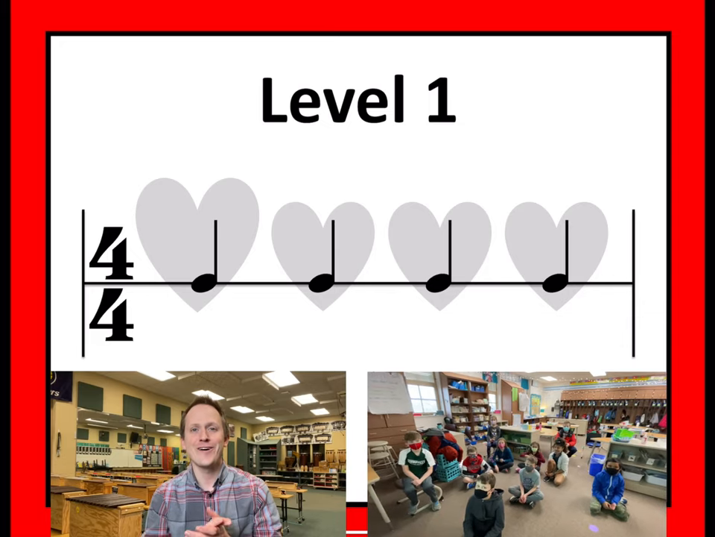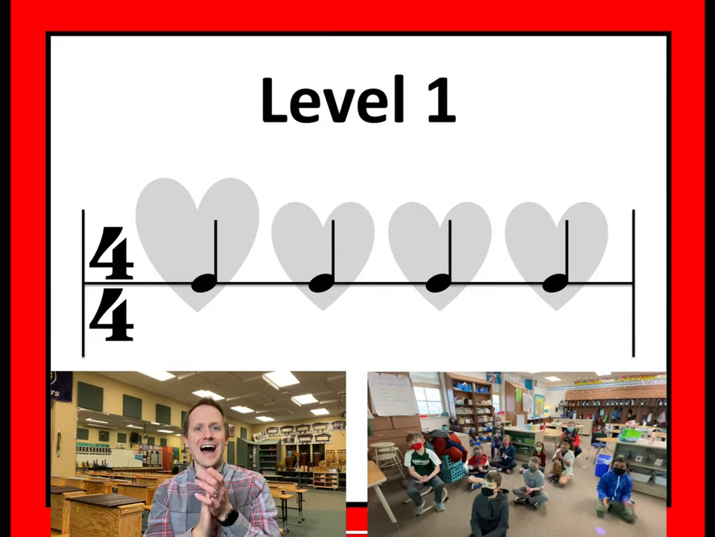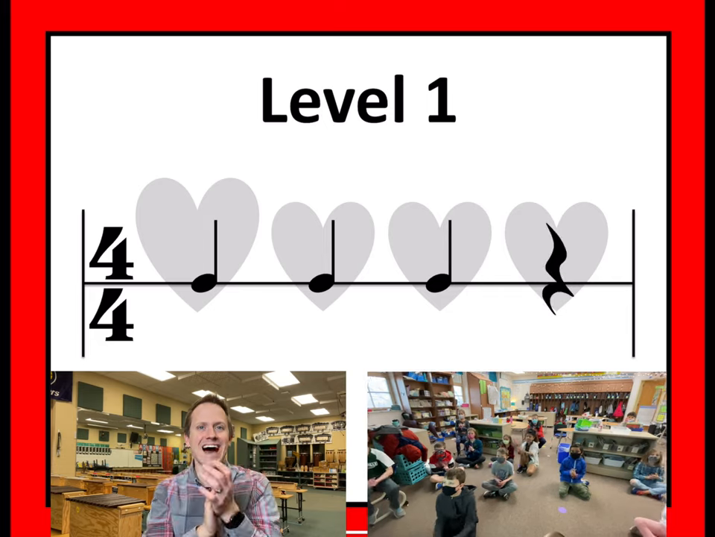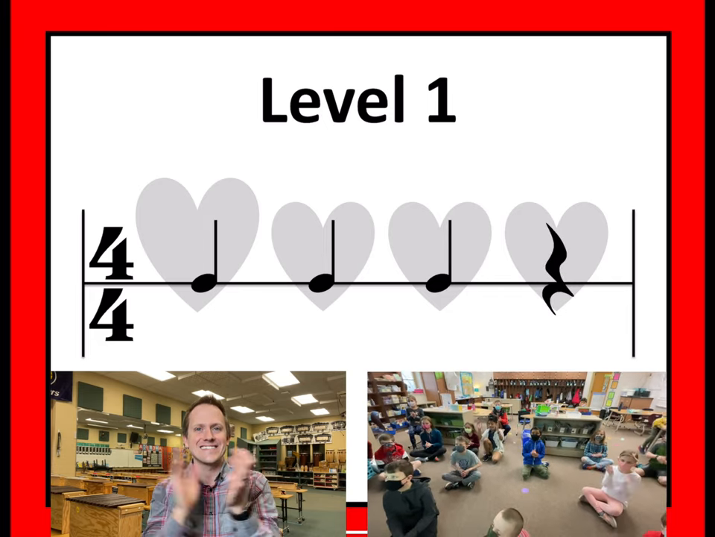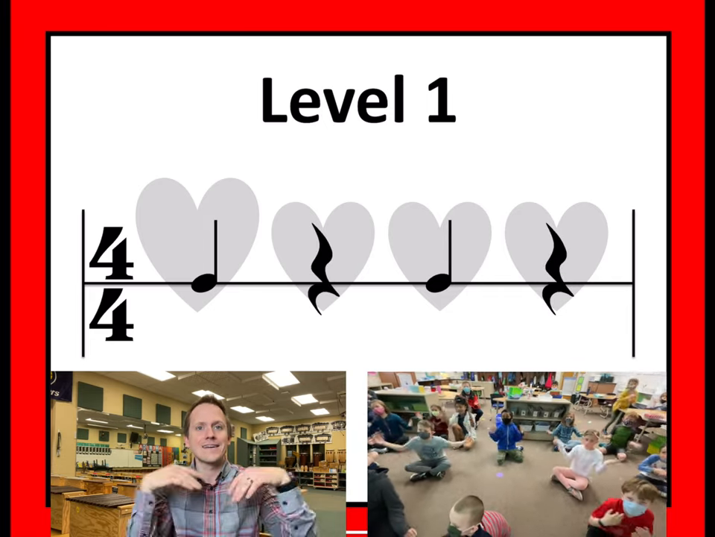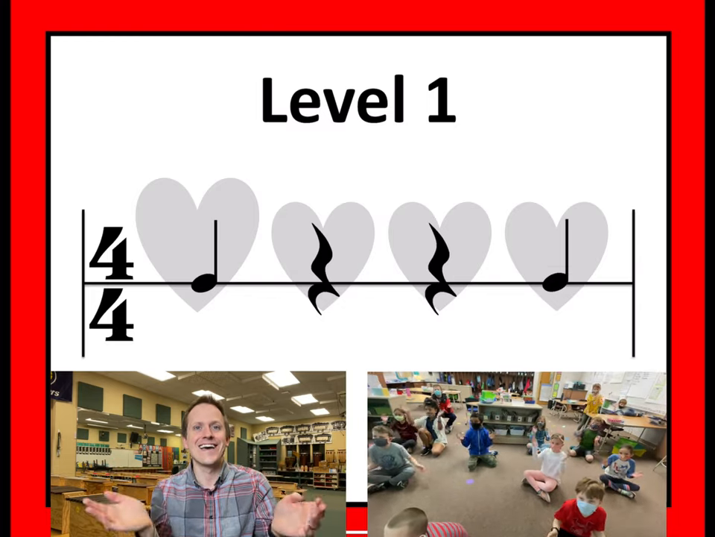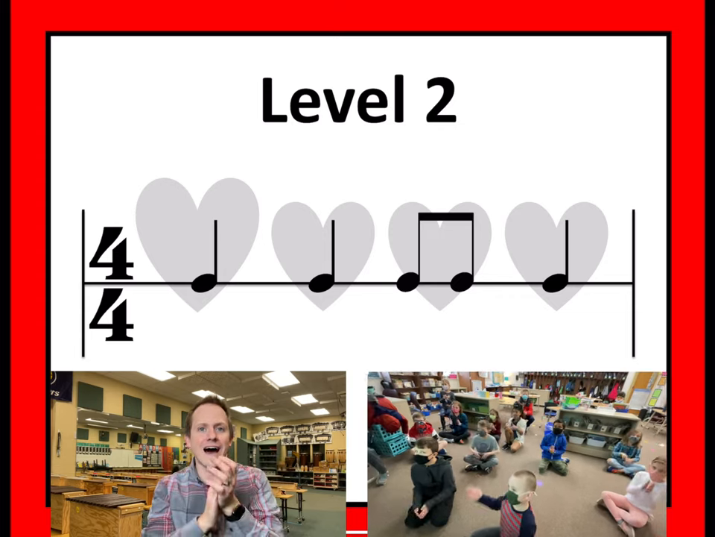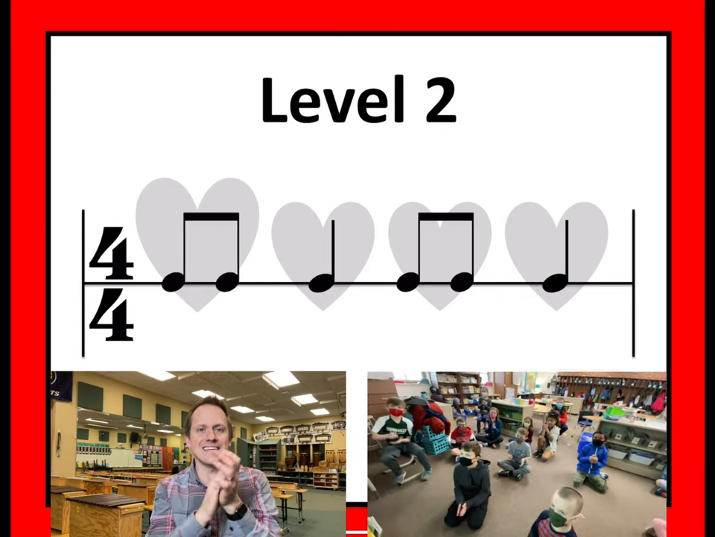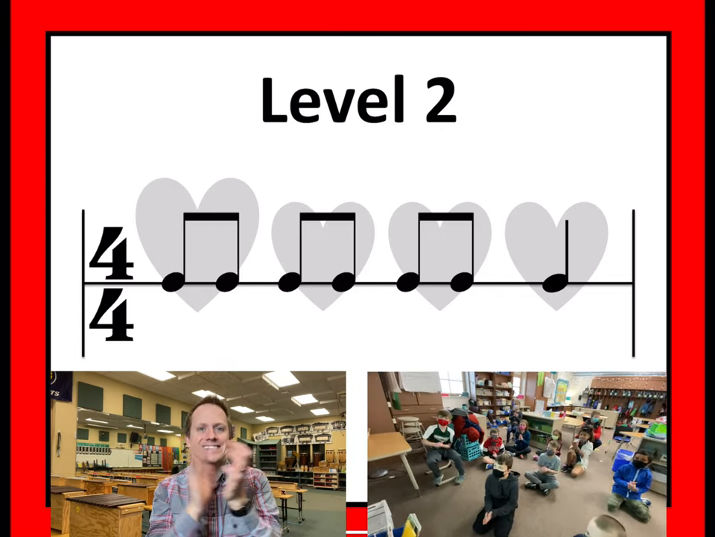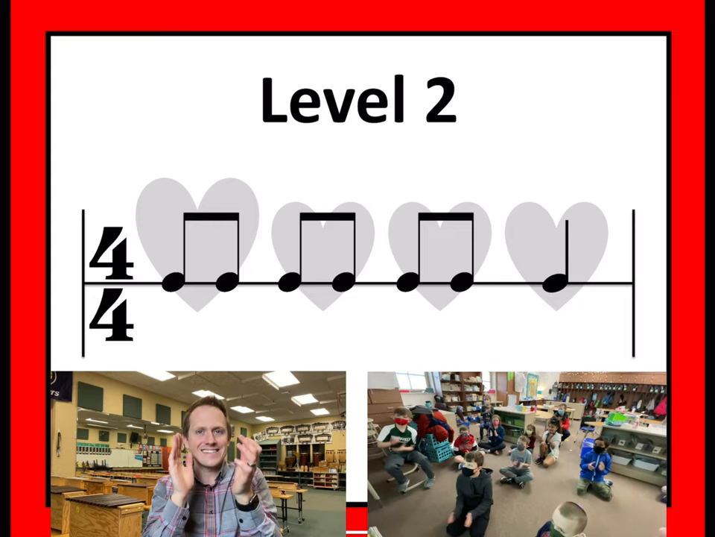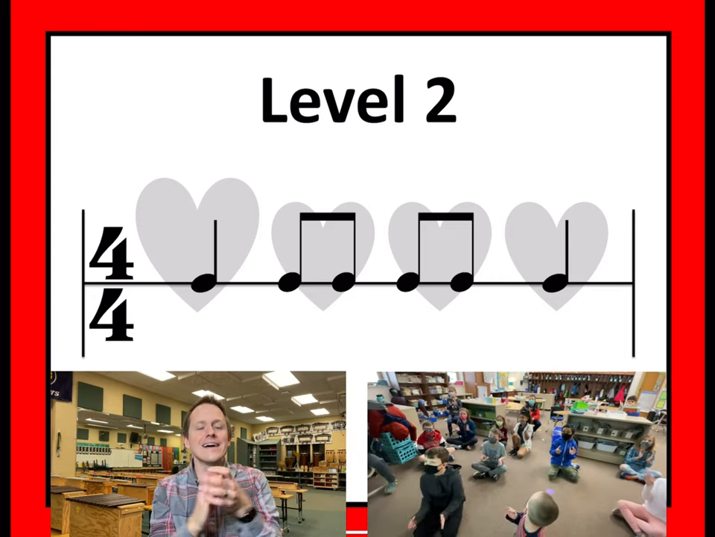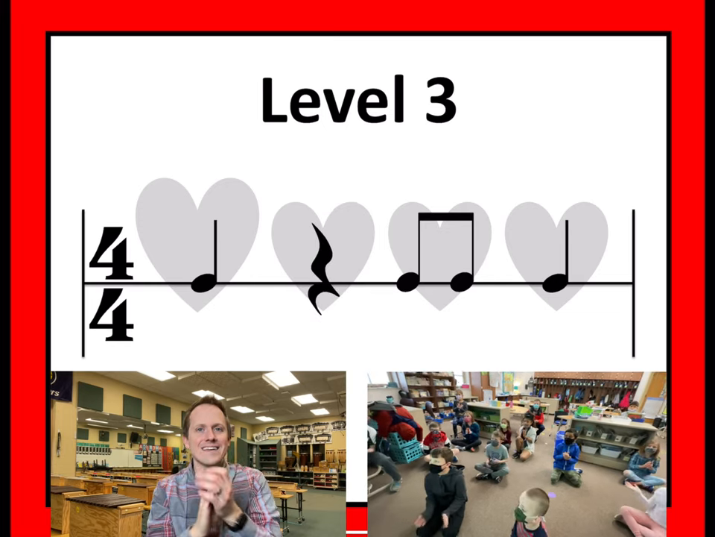One, two, ready, go. Ta, ta, ta, ta. Ta, ta, ta. Ta, ta, ta. Ta, ta, ta. Ti, ti, ta. Ti, ti, ta. Ti, ti, ta. Ti, ti, ti, ti, ti, ti, ta. Ta, ti, ti, ti, ti, ta. Ta.